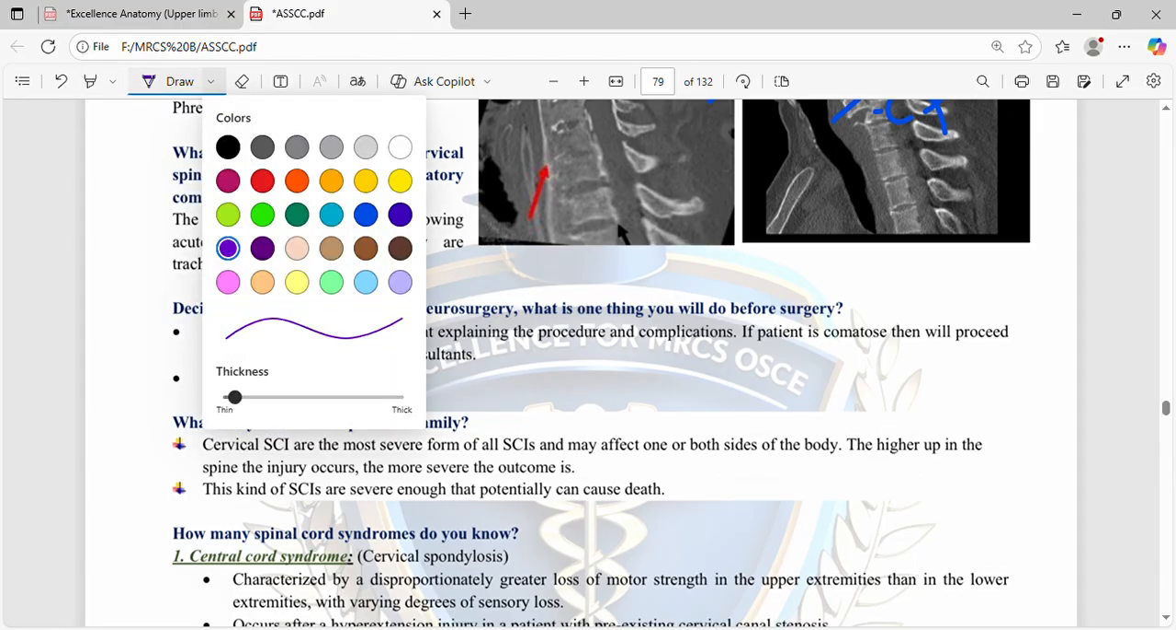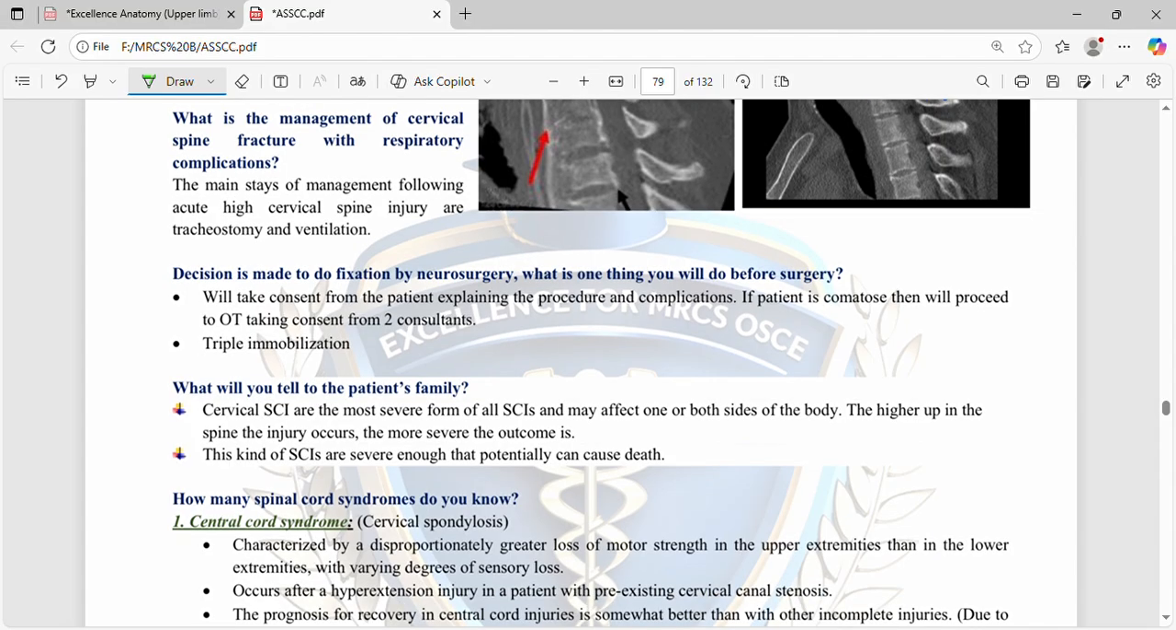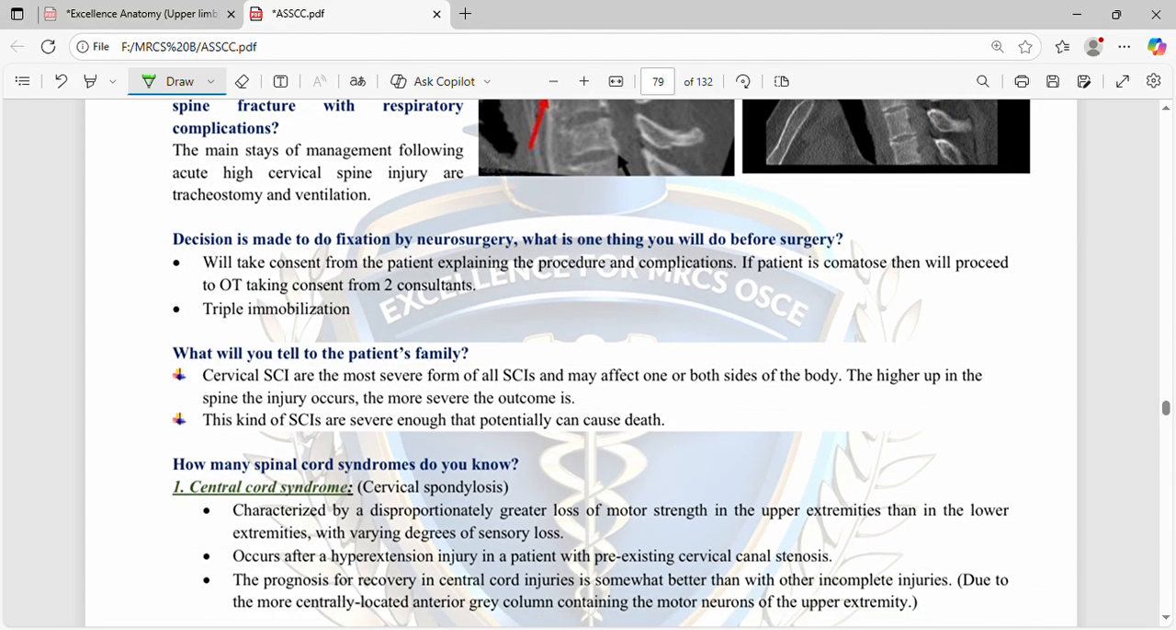Here, what will you tell the patient's family? Cervical spinal cord injuries are the most severe form of all spinal cord injuries and may affect one or both sides of the body. The higher up in the spine the injury occurs, the more severe the outcome is. The prognosis is very bad. This kind of spinal cord injury is severe enough that it can potentially cause death.